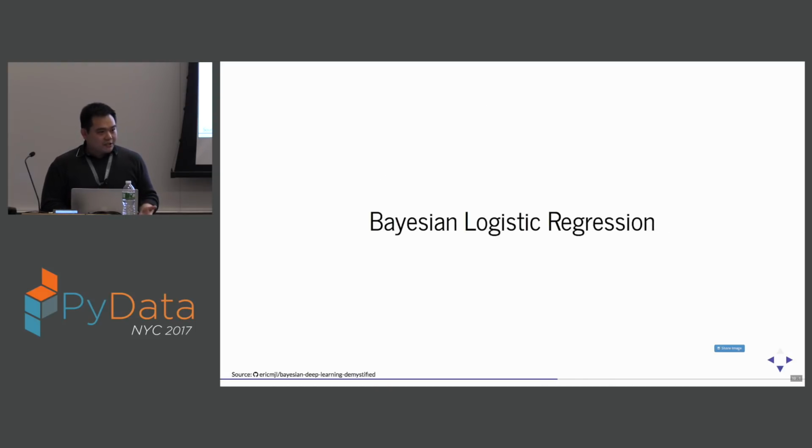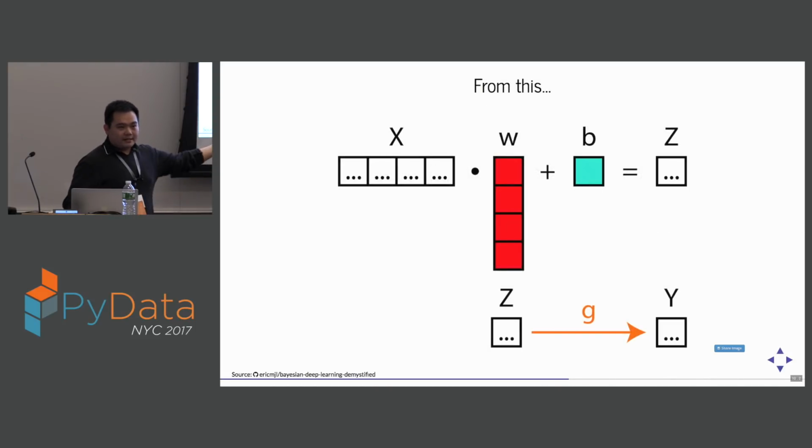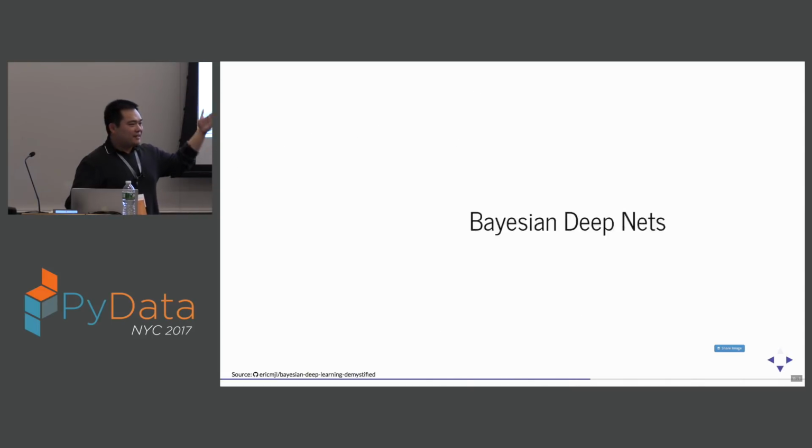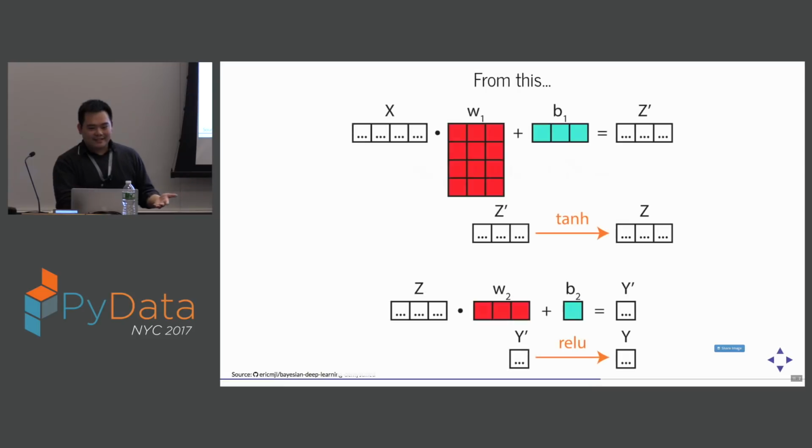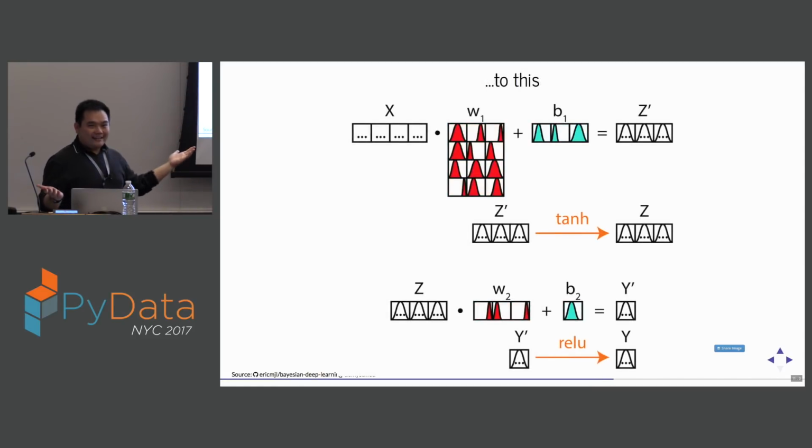So with Bayesian logistic regression, same thing. We basically go from this to that. And so now, here's the intuition behind Bayesian deep nets. We go from this to that. How good are we with Bayesian deep nets? Everyone can do it now, right?